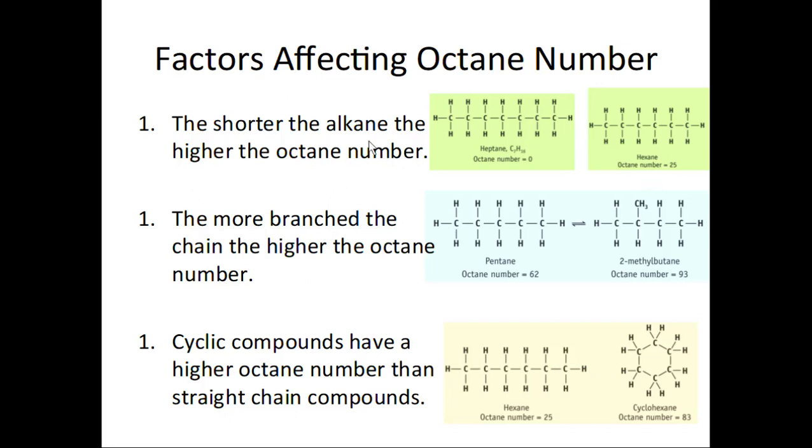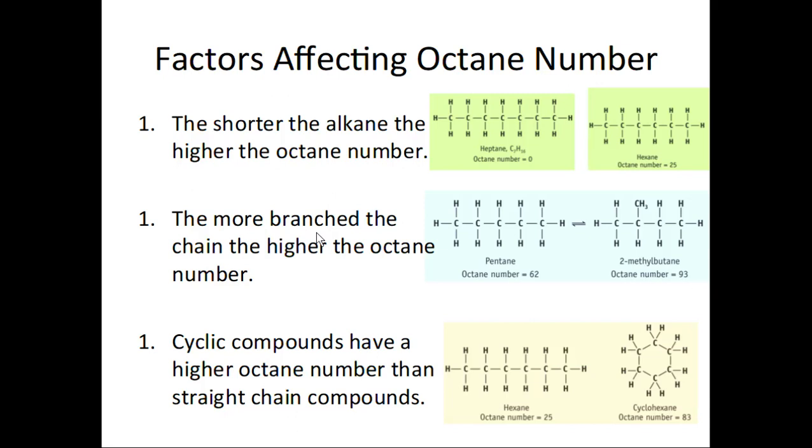The shorter the alkane, the higher the octane number. The more branched the chain, the higher the octane number. So again, you want your main chain to be as short as possible. You could make this have a higher octane number again if you were to branch it a bit more. You could branch that to make it 2,2-dimethylpropane, and that would have an even higher octane number because it's more branched.